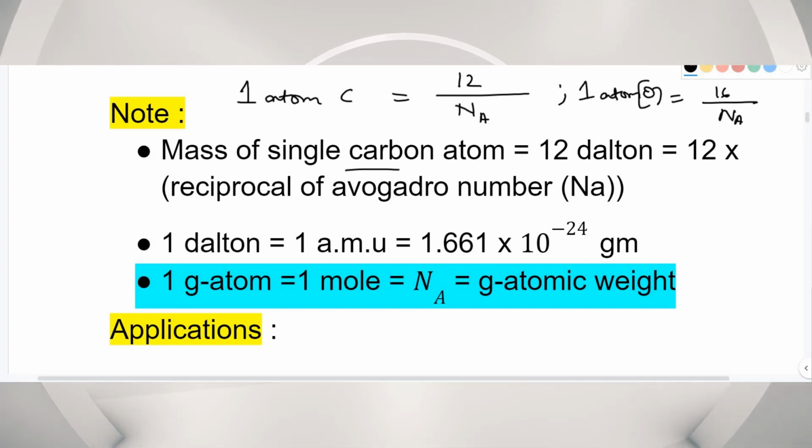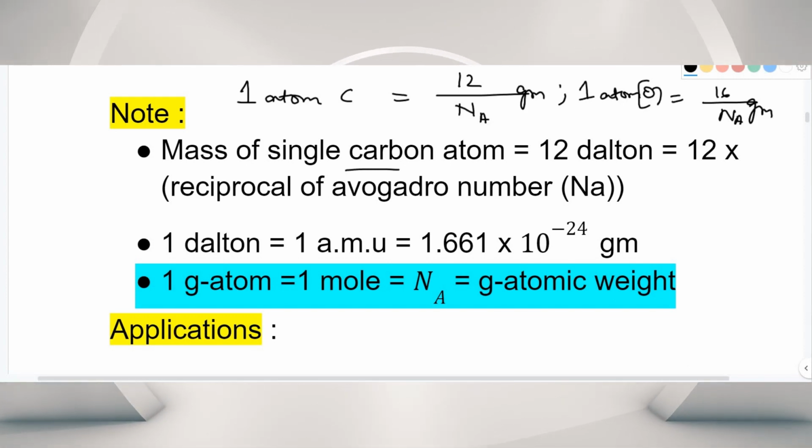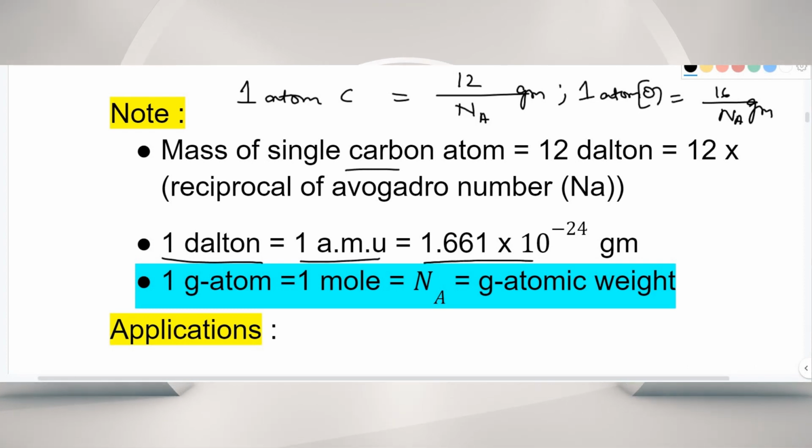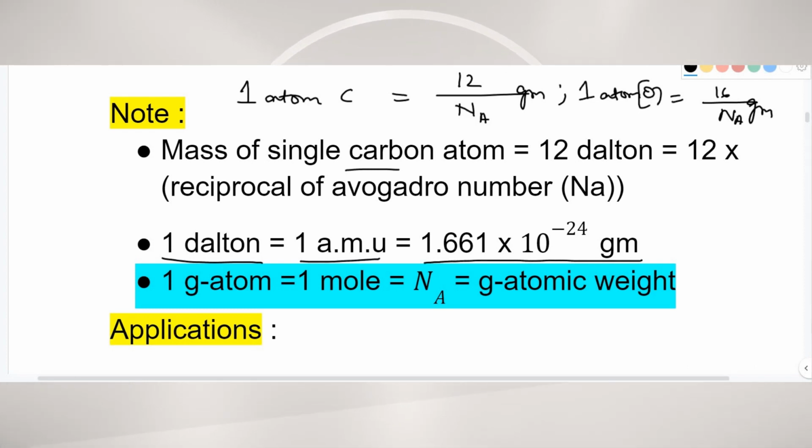What do you think? This one is in terms of grams. Okay. Moving ahead, 1 Dalton is 1 atomic mass unit, which is same as 1.6605, here rounded up, into 10 to the power minus 27 kilograms or negative 24 grams.